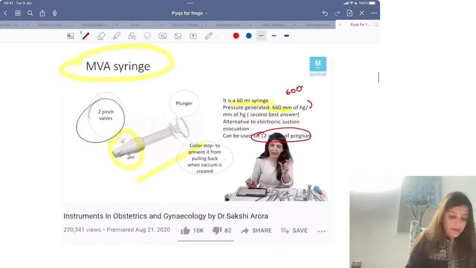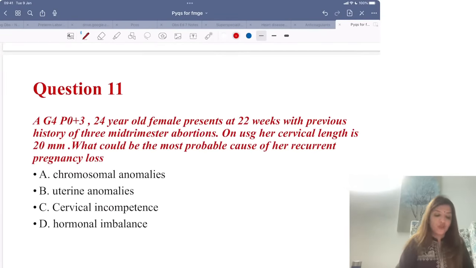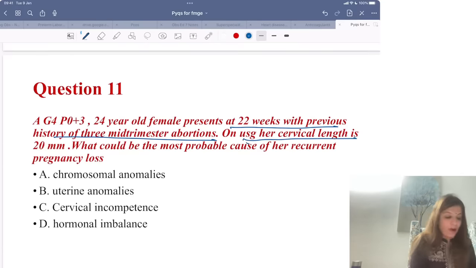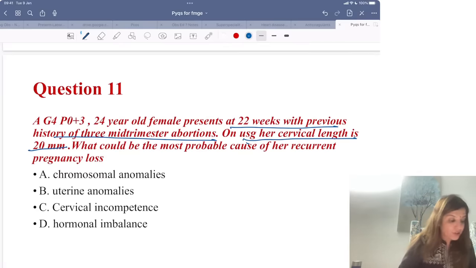Okay, now coming to next question. A G4 woman who is 24-year-old presents at 22 weeks with previous history of 3 mid-trimester abortions. On ultrasound, her cervical length is 20 millimeters. What could be the most probable cause of her recurrent pregnancy loss?